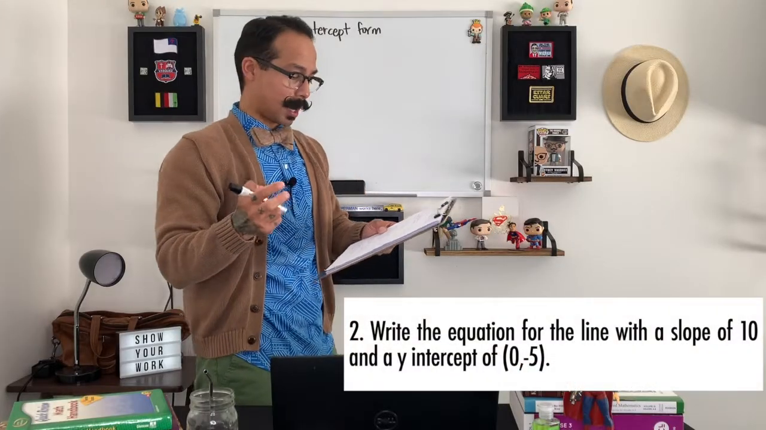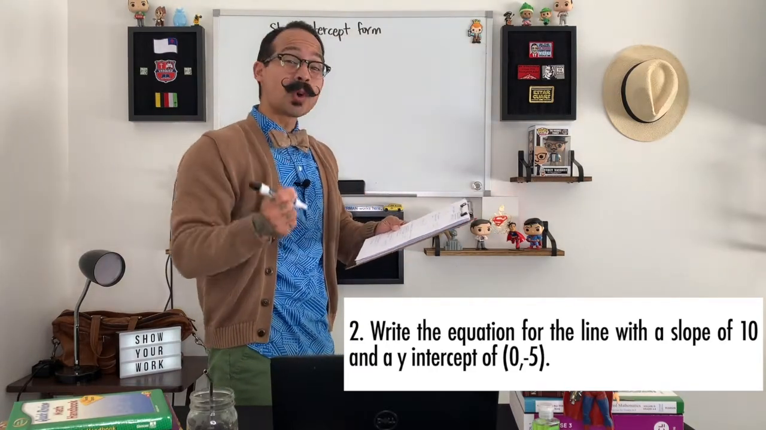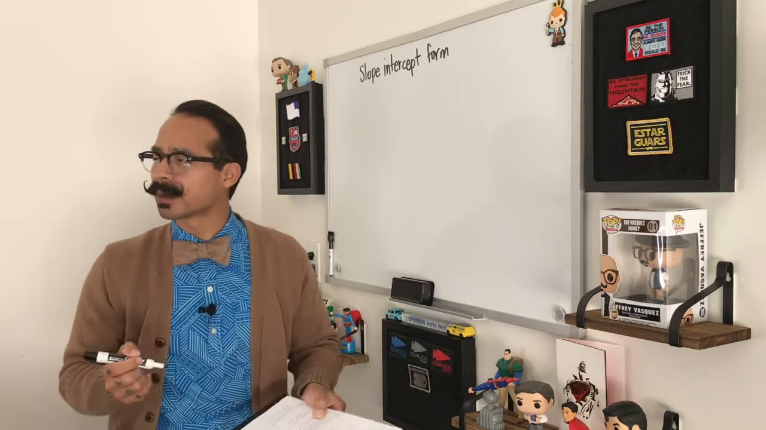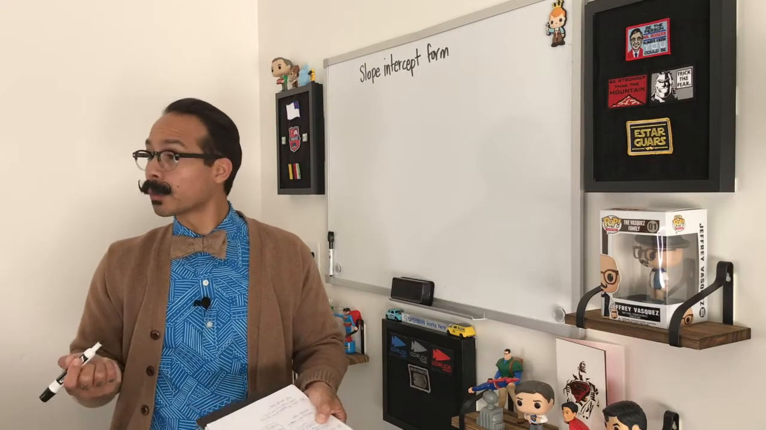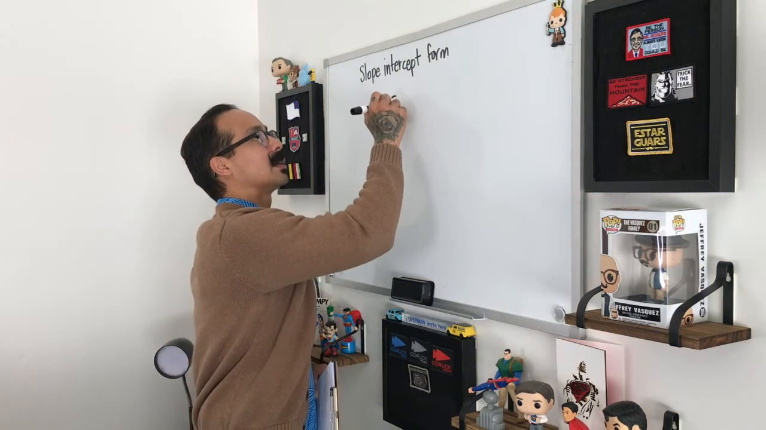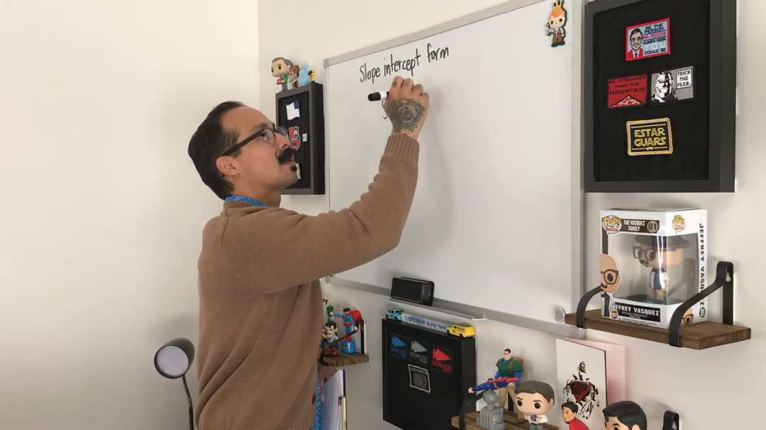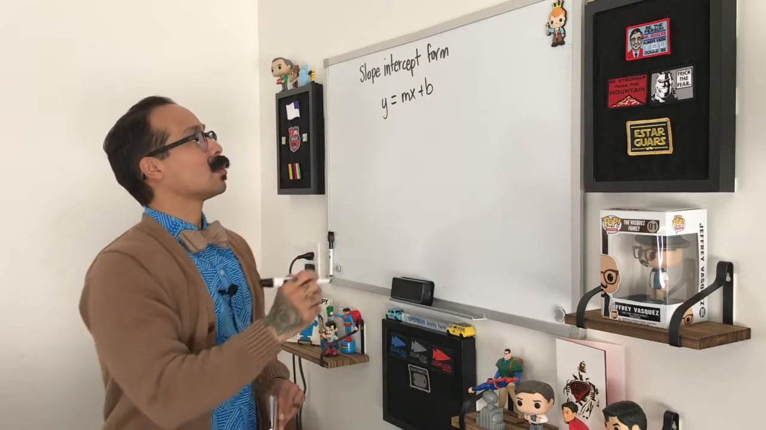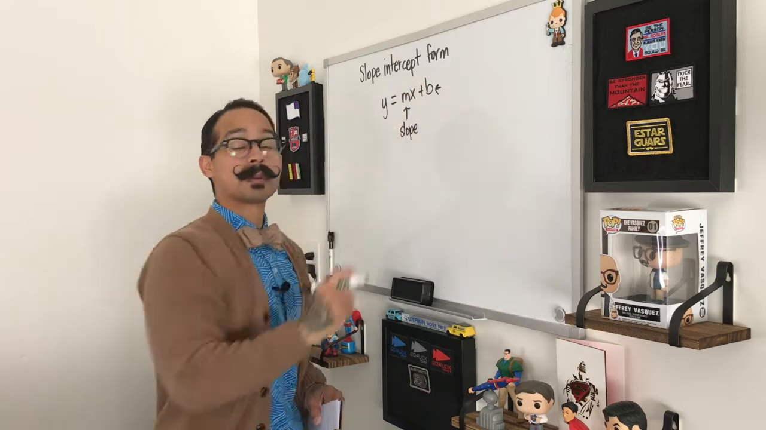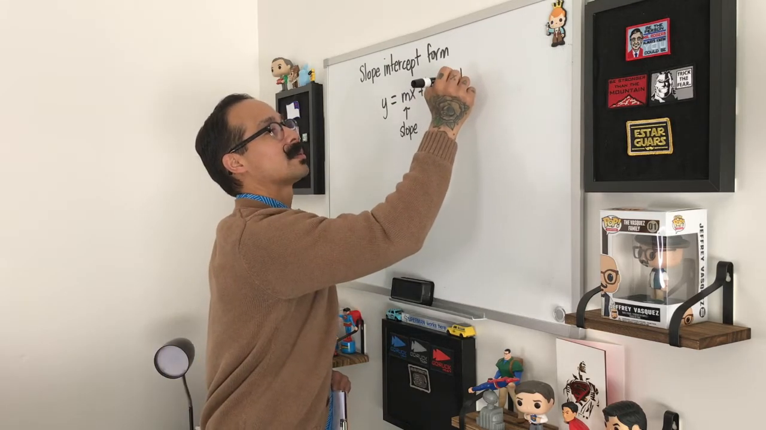For question number 2, we're asked to write the equation for the line with a slope of 10 and a y-intercept of (0, -5). Slope-intercept form. Do you remember what that is? That's right, it's y is equal to, come on, help me out here. y is equal to, yes, mx plus b, where m, that's our slope. Do you remember what b is? That's right, it's our y-intercept.